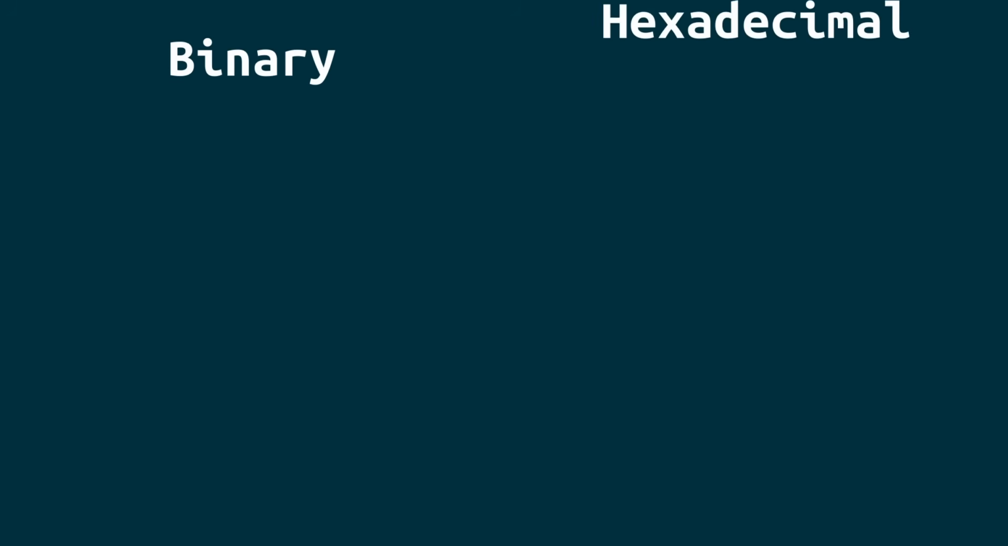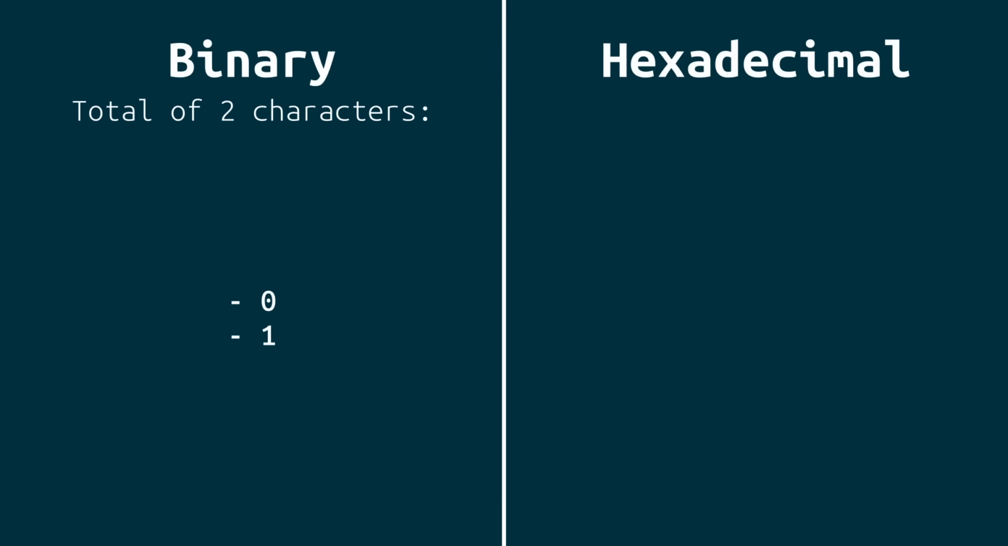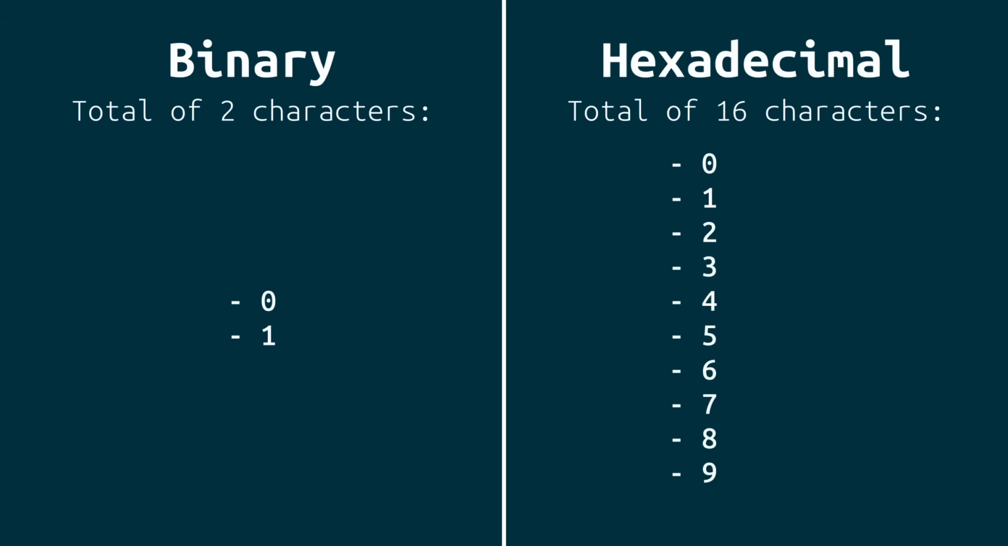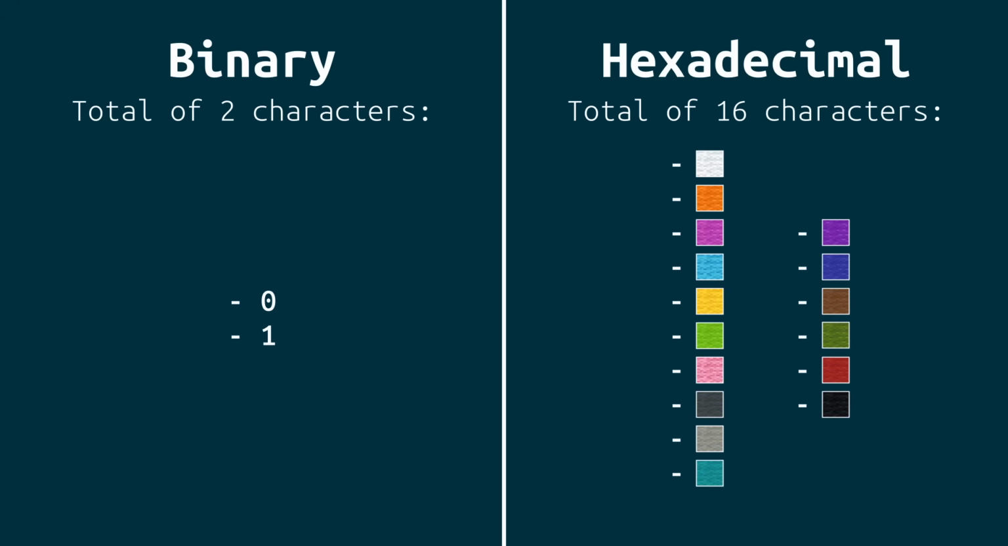You see, instead of being limited to zeros and ones, hexadecimal will give us a total of 16 characters to work with. Those are the numbers 0 through 9 and the letters A through F. And as if it's meant for this very purpose, there are exactly 16 wool blocks in Minecraft.